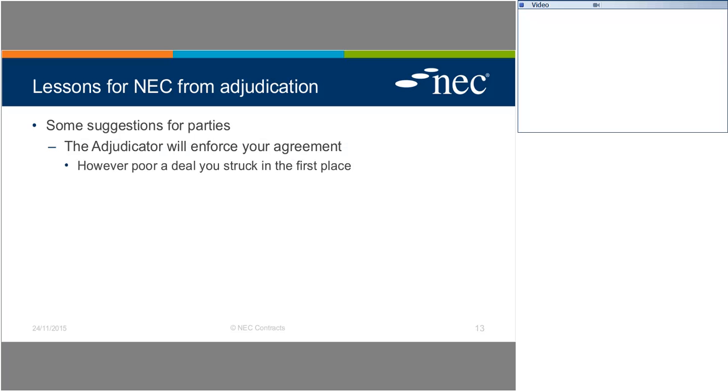So, some suggestions for parties continuing. Well, the adjudicator will enforce the agreement you have made, and I've put there, however poor a deal you struck in the first place. So if you have agreed a contract with the other party and it is not advantageous for you, if as employer you think you're overpaying or not getting the product you wanted, if as contractor you think you're doing this at a loss, it is not the adjudicator's job to prevent that from happening. Yeah. The adjudicator is there to make sure the agreement you have made with the other party is enforced in accordance with that agreement and with the law.